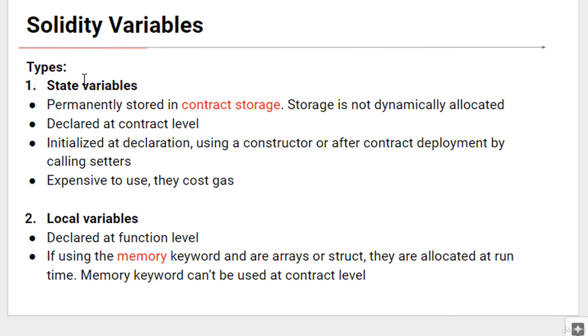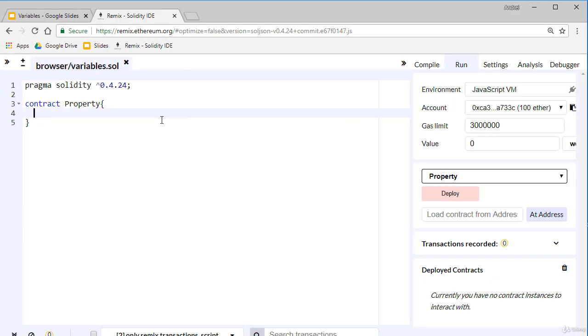Okay, then we have two types of variables. We have state variables and local variables. State variables are permanently stored in contract storage. Storage is not dynamically allocated. What does it mean? Let's take an example.